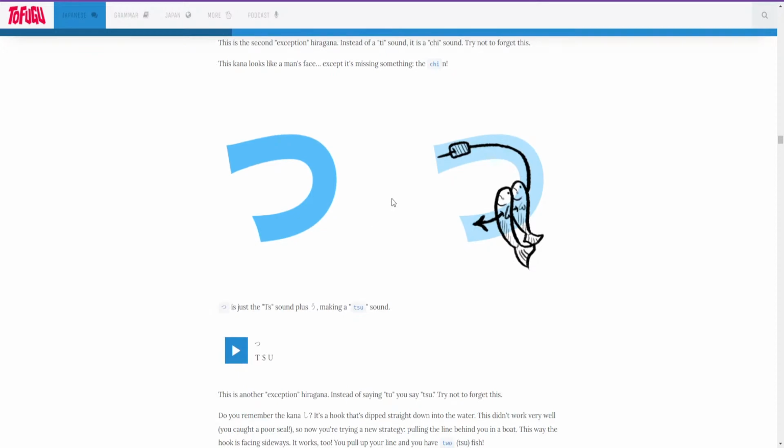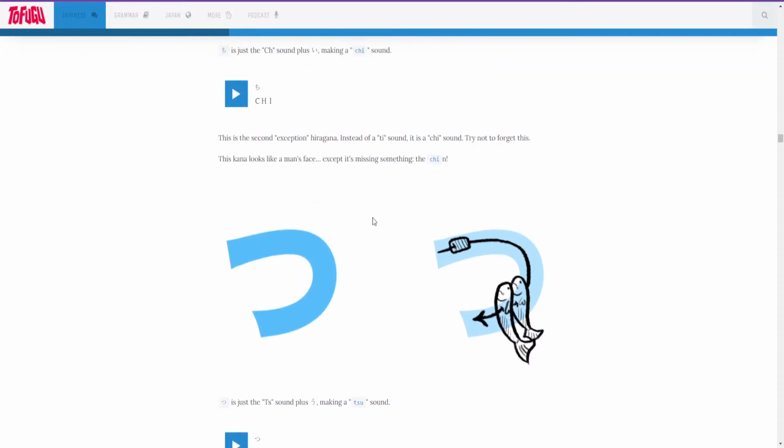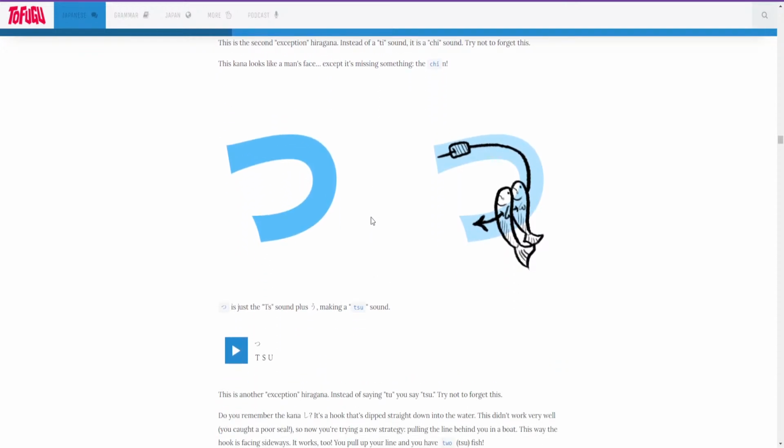Alright. This is the second and final exception for the ta column. It's pronounced tsu. Instead of saying tu, you would say tsu. So you kind of combine the T and S sound to make ts, like you're doing a little drum, like tss, and then you just add oo, like from the first 5 vowels. So we have oo, which we learned at the beginning, and then the new sound is just tss, like you're doing a little hi-hat on a drum, so it's tsu.